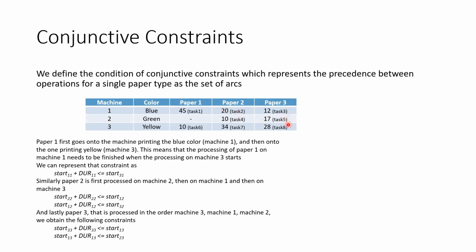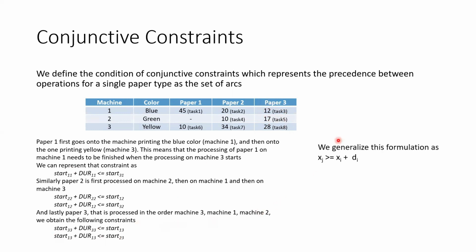For paper 3, the start time of paper 3 processing in the blue machine should be greater than or equal to the start time of paper 3 processing in the yellow machine plus its duration. And likewise, for paper 3, the start time of paper 3 in the green machine should be greater than or equal to the processing time of paper 3 in the blue machine plus the start time of paper 3 in the blue machine.